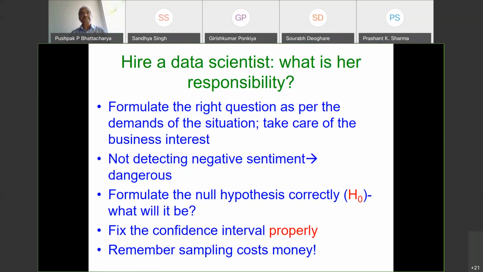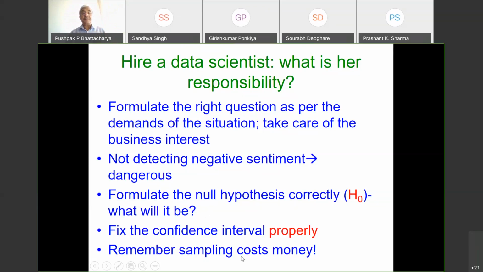There is no neutral class. Customer opinions have sentiment, and negative sentiment has to be tracked properly. What should be an appropriate null hypothesis? This is a data science question. Can the machine learning researcher do it? Maybe, if he or she has good training in statistics and probability, and fixes the confidence interval properly.